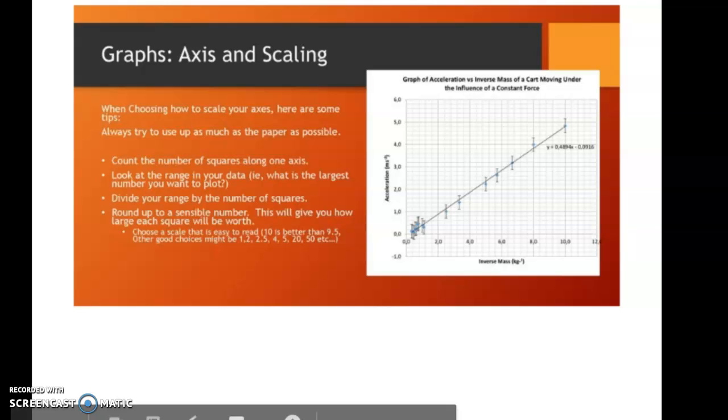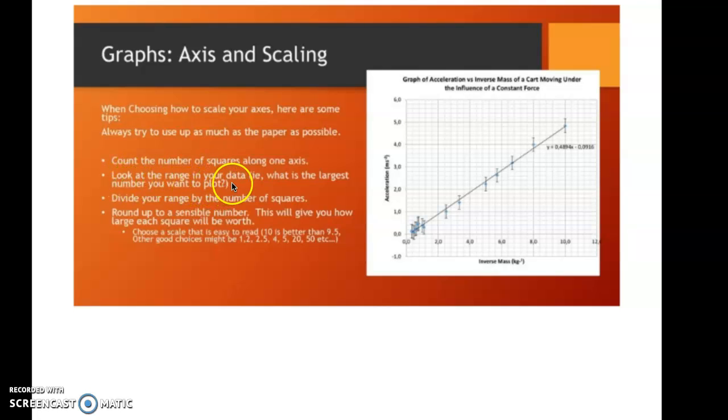Now, when choosing to scale your axes, that means when you're choosing these divisions here, there are some interesting tips that you should take up. The important one is that you always try to use up as much paper as possible. What we're looking for is that these points take up more than half of the entire paper. So don't give me some tiny little graph to look at, or don't make the scales so that the points go really close together, because I know that sometimes makes it look like it's a straight line when there isn't one, right? But that does not count. You have to use as much of the paper as possible.